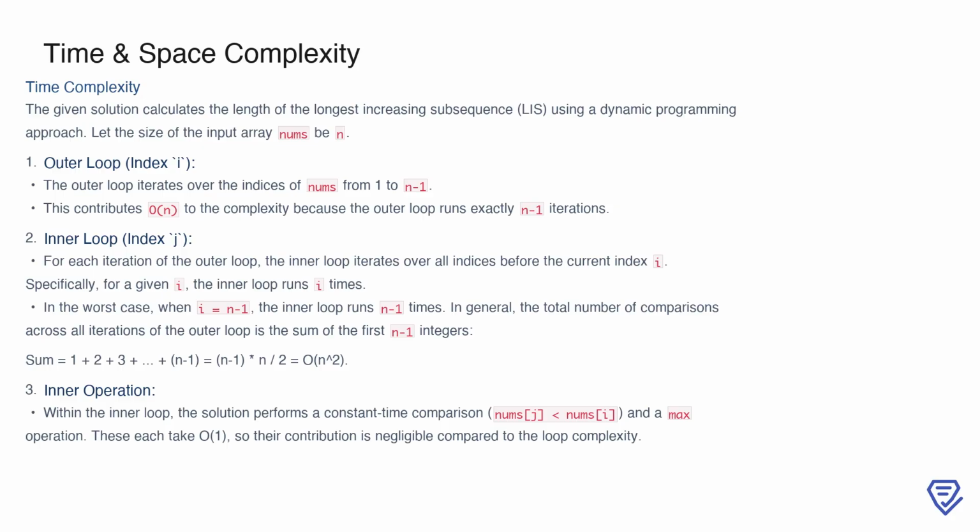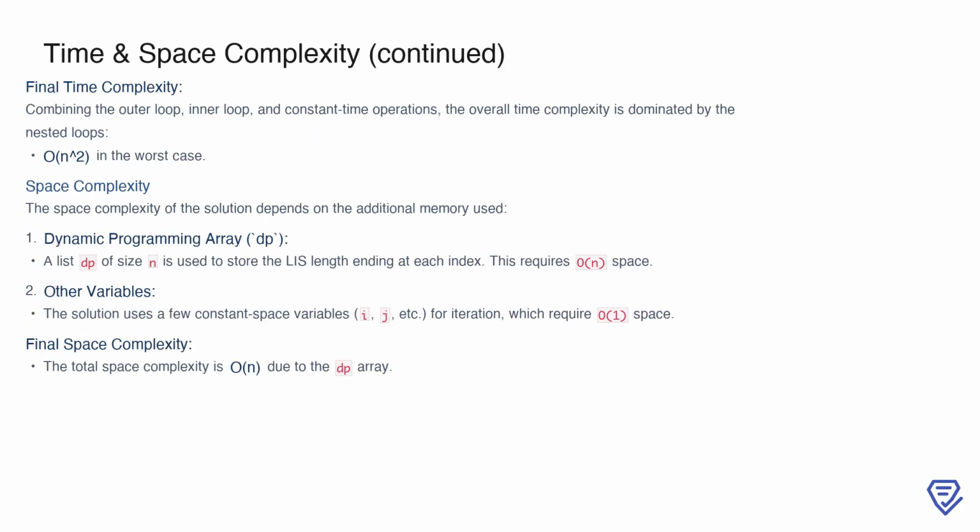This means that as i increases, the iterations accumulate, resulting in a total of 1 plus 2 plus 3 plus up to n minus 1 operations. This summation simplifies to n times (n minus 1) divided by 2, which is O(n^2). Finally, within the inner loop, there's a constant time comparison and a max operation, each taking O(1). These operations have negligible impact compared to the nested loops. Altogether, the dominant factor in the time complexity is O(n^2), which comes from the nested loop structure. Combining everything, the overall time complexity of the solution is O(n^2) in the worst case, due to the nested loops.